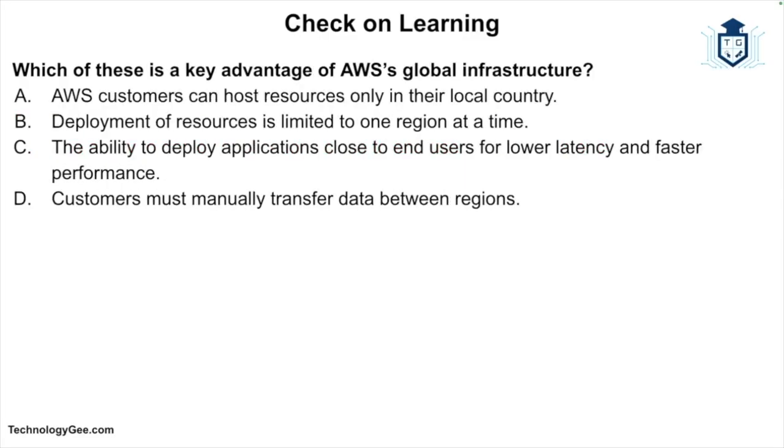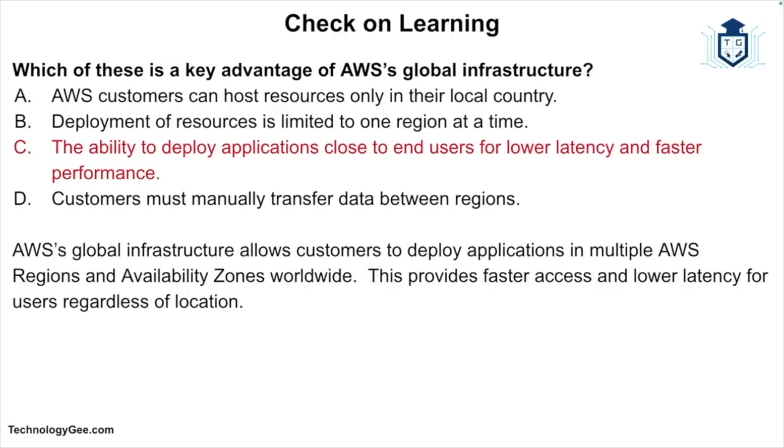Next question. Which of these is a key advantage of AWS's global infrastructure? Is it AWS customers can host resources only in their local country? Is it deployment of resources is limited to one region at a time? Is it the ability to deploy applications close to end users for lower latency and faster performance? Or is it customers must manually transfer data between regions?